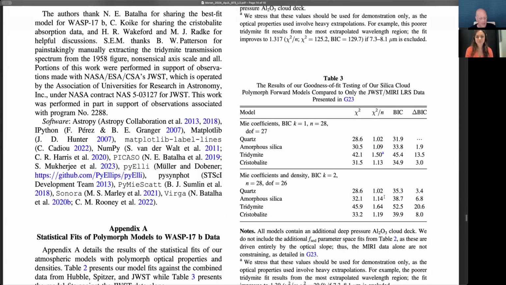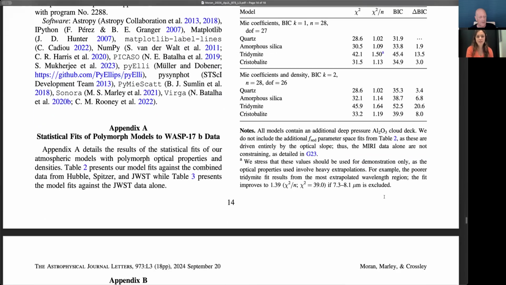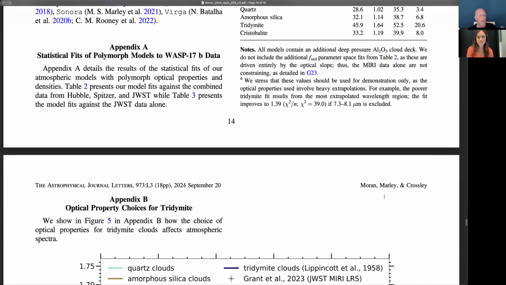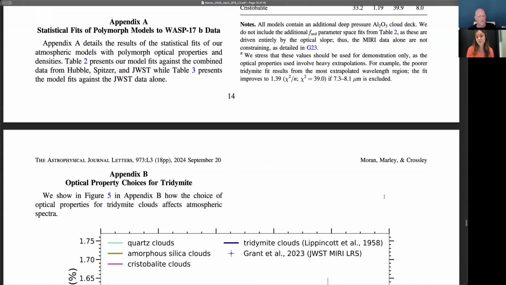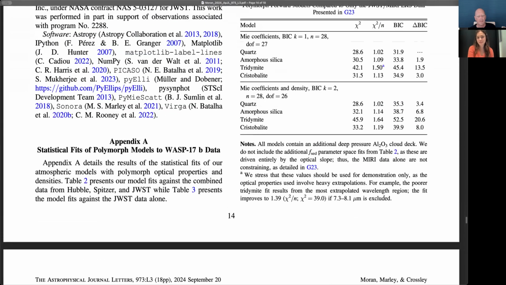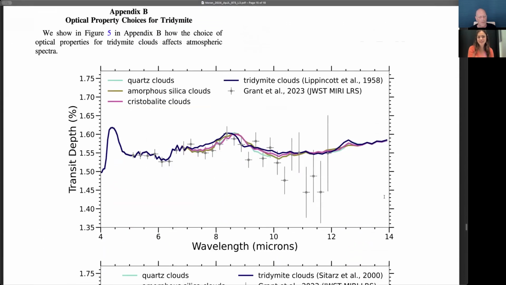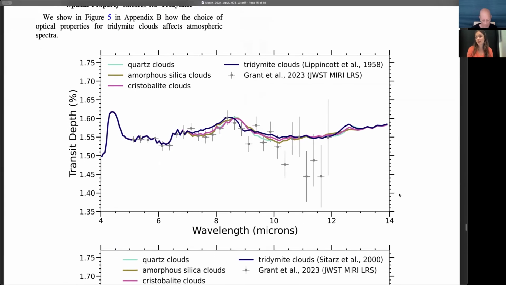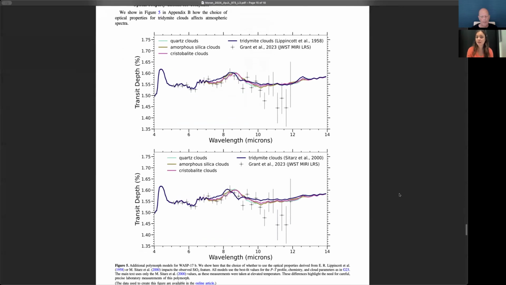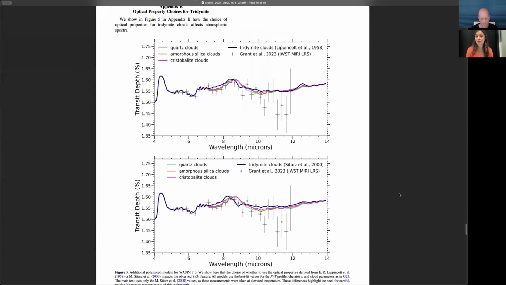And then we have a couple of appendices. Don't know if you want to talk about them. We'll just mention them. Yeah. The second appendix, Appendix B, is just showing you the importance of picking particular optical properties. This is comparing whether you use the 1958 optical properties for tridymite to the 2000 ones, which is the figure on the bottom. If you compare the two blue lines there, you can see they are different.